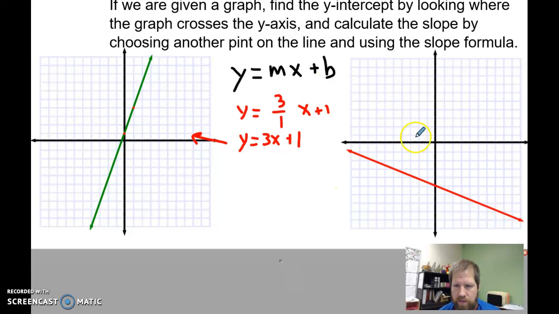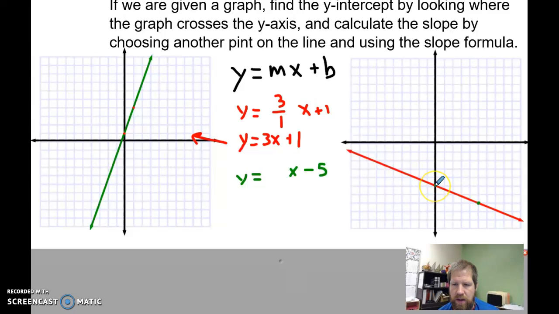If I look at this one, my line crosses right here. And then the next place where it hits an intersection exactly, this one looks a little off, this one's a little off. Looks like this one right here is exactly on that intersection. So I have y equals something times x, and my y-intercept is going to be a negative 1, 2, 3, 4, 5. So it's going to be x minus 5.